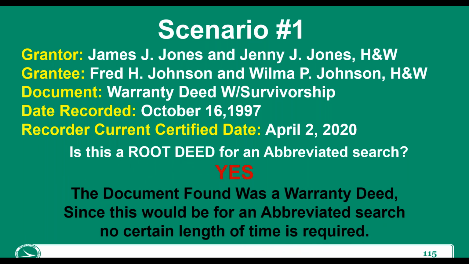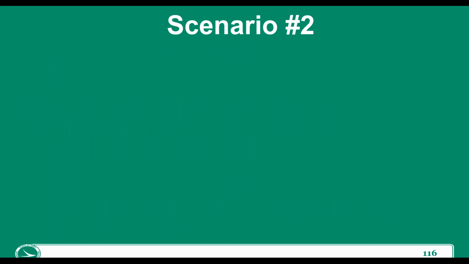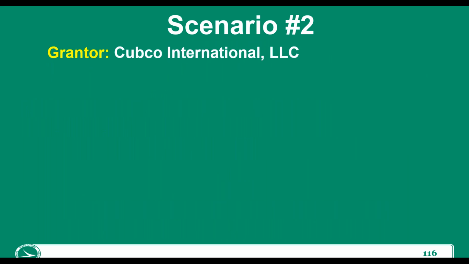And here's why. The document found was a warranty deed. Since this will be for an abbreviated title search, there's no certain length of time required. It could have been recorded yesterday. If it's a warranty deed, and everything's up to date in the county, then we could use it that day. So good job, guys. We'll move on to our second one.